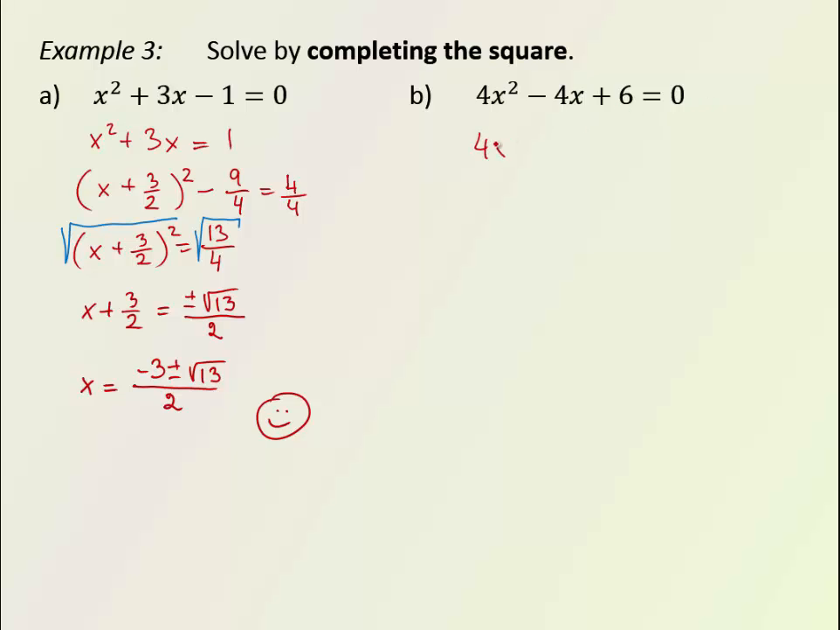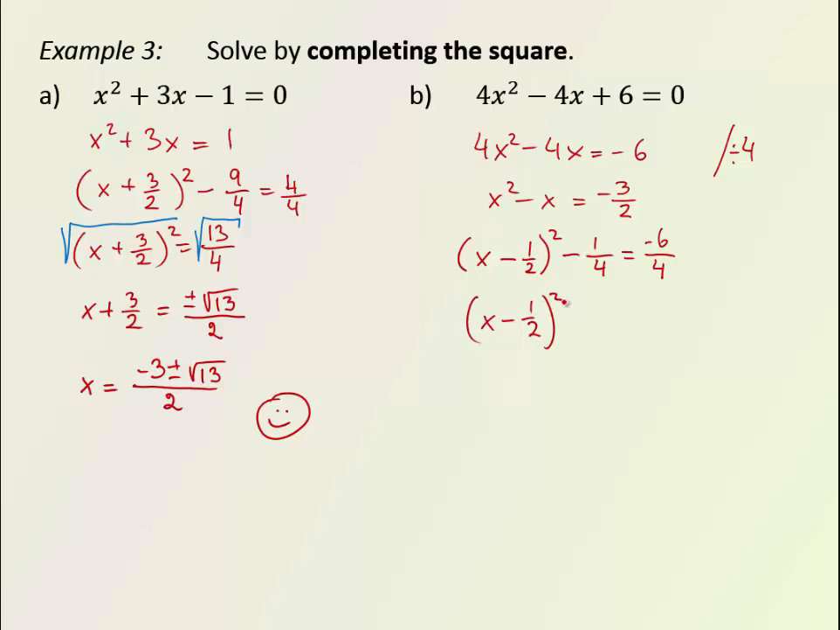In the following example, let's do the same. Bring the 6 over. 4x squared minus 4x equals negative 6. Then divide the whole equation by the leading coefficient 4, which is x squared minus x equals negative, after simplifying, you will get 3/2. Then complete the square, which is x, the same sign, minus, and half of the coefficient, 1/2. Square it, subtract the perfect square of the number that we took in the bracket, so it's 1/4. We can change this number to quarters as well, so it will be negative 6/4, and we have x minus 1/2 squared equals negative 6 plus 1, negative 5/4.